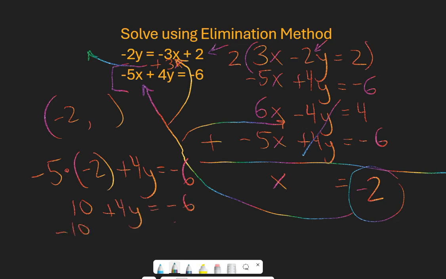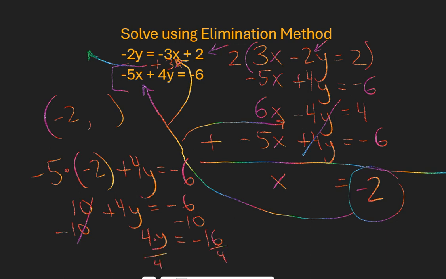Subtract my 10 to both sides. These problems are long, aren't they? And a negative 6 and a negative 10. If I owed $6 and then I owed $10 more, now I owe $16. Same sign, you just add and keep the sign. I'm going to divide by 4 to both sides. And I am left with negative 16 divided by 4 is negative 4.